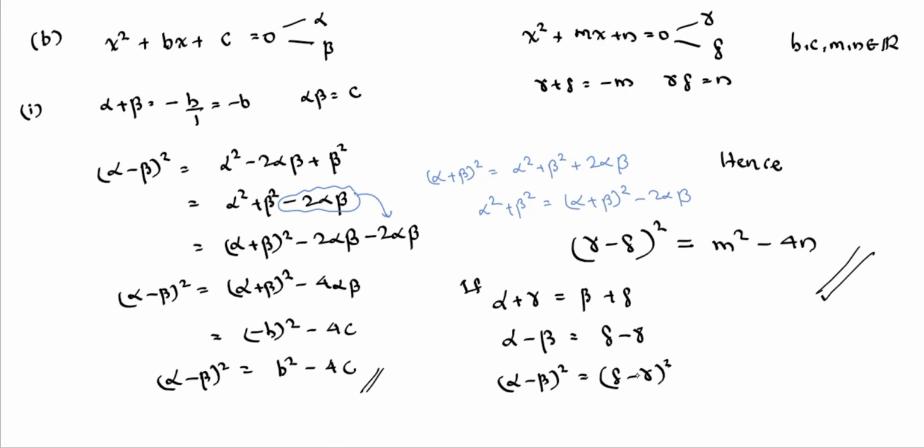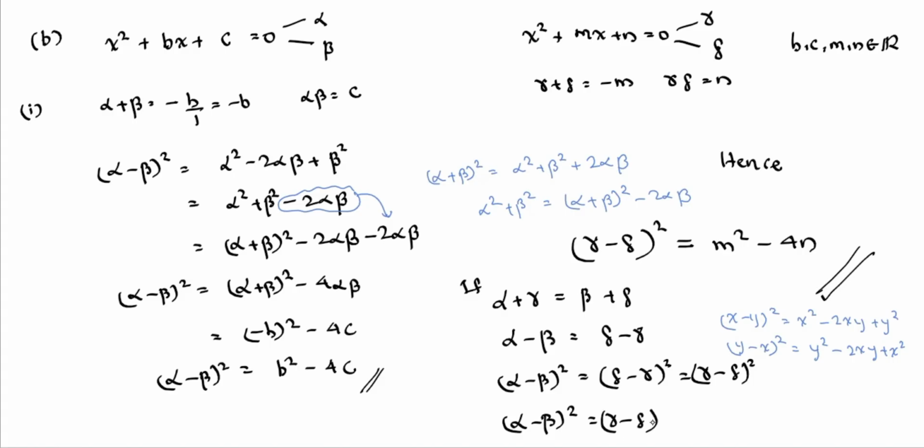Interestingly, delta minus gamma squared is also equal to gamma minus delta squared. What is the explanation there? If you have x minus y squared, that is x squared minus 2xy plus y squared. If you have y minus x squared, that is y squared minus 2xy plus x squared. If you look at these two expansions, they are the same. So when you square this, the order doesn't matter, you still get the same answer. So alpha minus beta squared equals gamma minus delta squared.